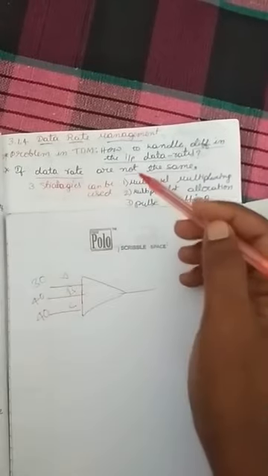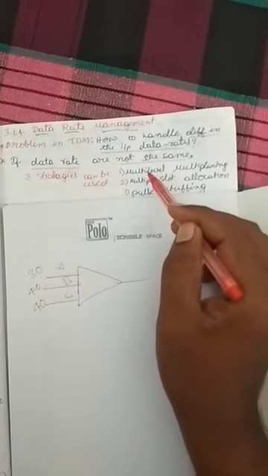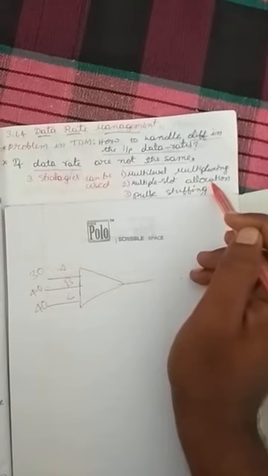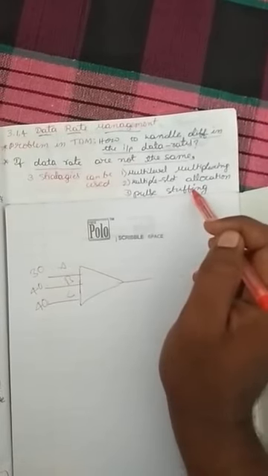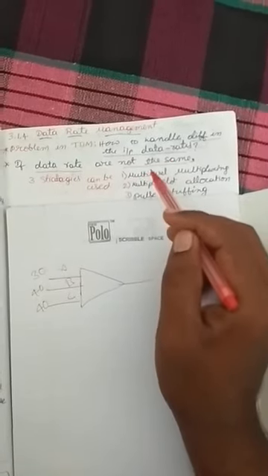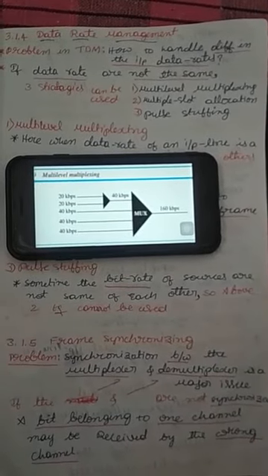Here there are 3 strategies to maintain this data rate. It can be maintained by multi-level multiplexing, multi-slot allocation and pulse stuffing. Okay, we are going to discuss them one by one. First one is multi-level multiplexing.